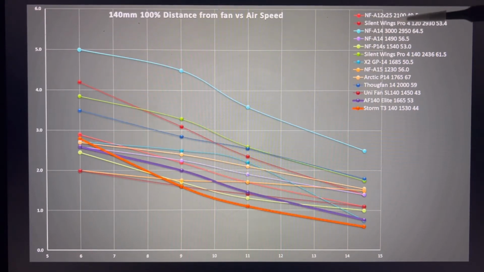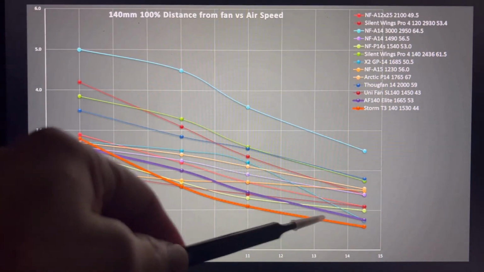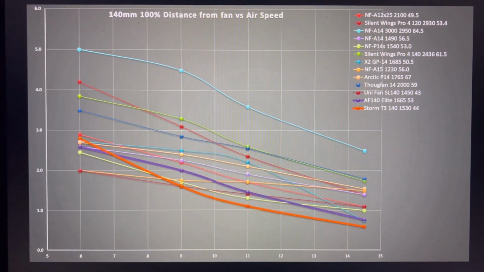It has the RPM and the decibel reading over in the corner. So the Storm T3, spinning at 1530 RPM, 44 decibels, is sitting kind of middle bottom, and it drops to the bottom. The Corsair is again basically at the bottom.